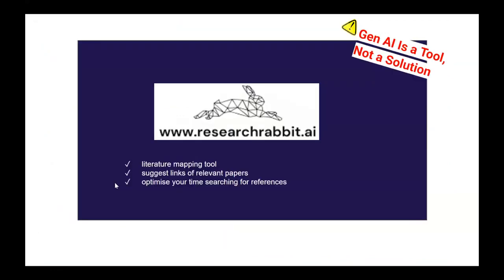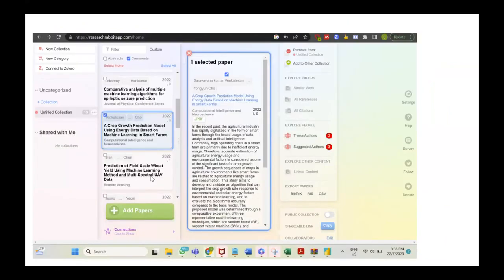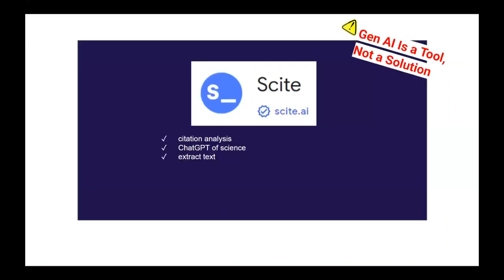So very good. App number 5, researchrabbit.ai. ResearchRabbit is a literature mapping tool. It is different in that it does not answer questions, but it provides, okay, this paper links with this paper. This is also good, right? So if our student has not covered these papers, we ask them to cover the papers. So these are the apps that you can consider.